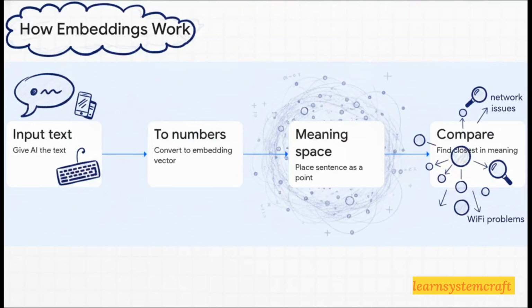So how does this actually happen? Well, it happens in four simple steps. First, the input text, say, "My internet is not working," is given to the AI. Second, the AI converts that text into a long list of numbers, a numerical representation. Third, this numerical representation, which captures meaning and context, is placed into that vast meaning space we just visualized. And fourth, the AI compares it to other points in that space to see what it sits closest to. It'll instantly find things like network issues or Wi-Fi problems sitting right next door.